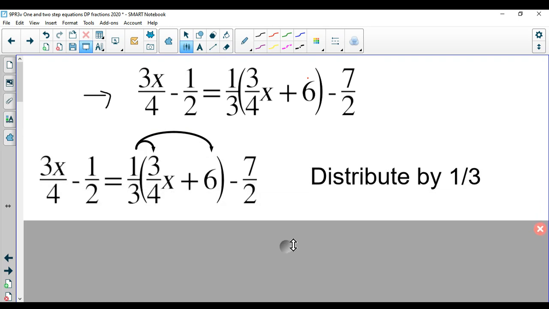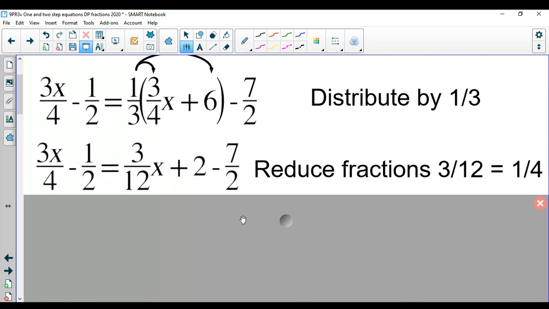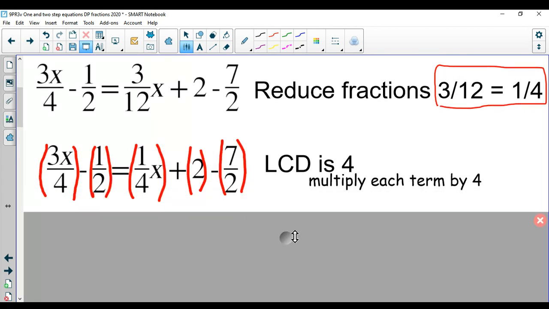Let's start. Our first step from our last video to this video is identical. Do distributive property with a third. So we multiply our first term inside of brackets by a third and our second term inside of brackets by a third. 1 times 3 is 3, 3 times 4 is 12, and then a third of 6 is 2. We did the same thing as we did in our last video. Reduce our 3 over 12 fraction to 1 over 4. Good, so we did that. Don't worry about all those red brackets right now. I just want you to see that we took this 3 over 12, reduced it to 1 over 4.